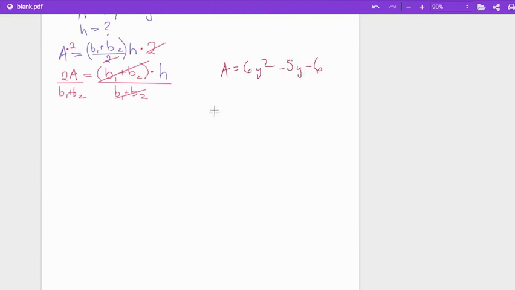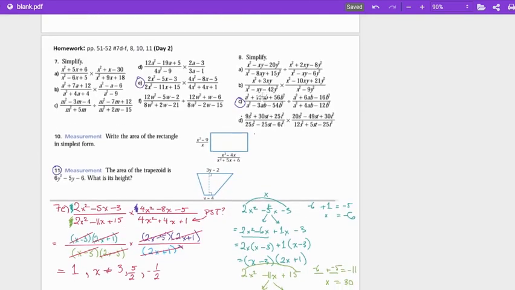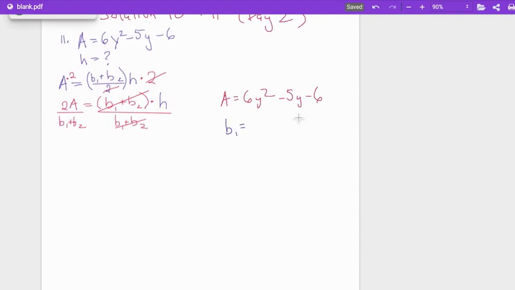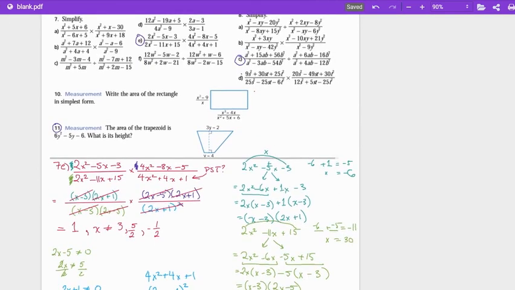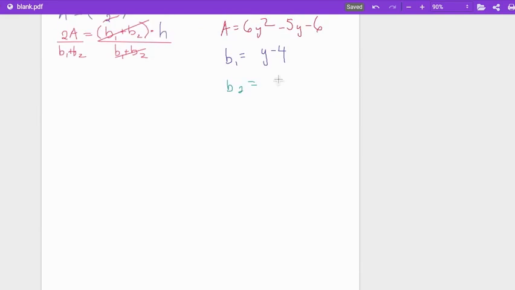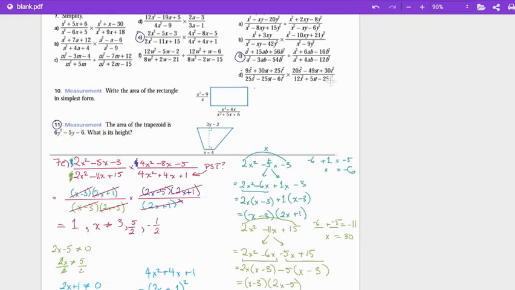I have that b1, which is any one of them, it doesn't matter, is y minus 4. That's the shorter one, fine. It doesn't matter because we're just adding them together. And the second base is 3y minus 2.